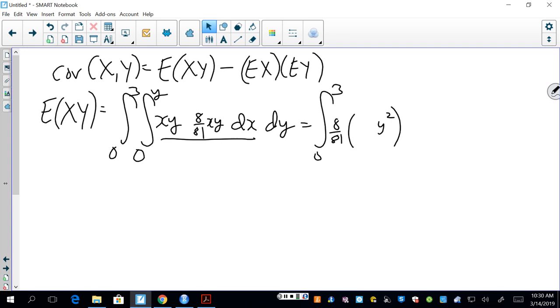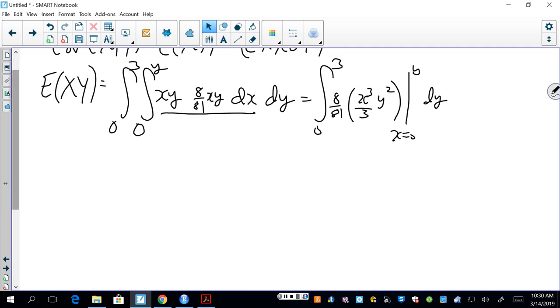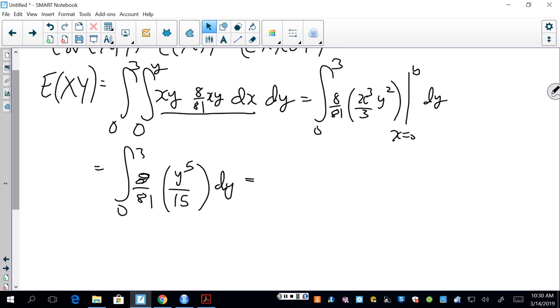But x is x squared, so we're going to get x cubed over 3, and we're going to evaluate that at x equals 0 to y. We put y in there. I have 0 to 3, 8 over 81. So that's the integral that we're doing still to complete this.